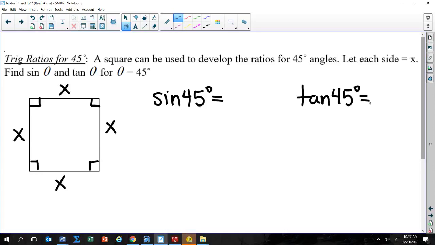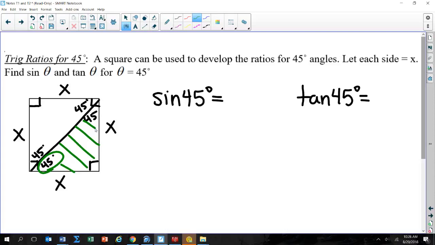How am I going to get a 45 degree angle using a square? What else do I have to draw in? I heard it. The diagonal, yeah. We're just going to draw in a diagonal, and that's going to split that 90 degree angle into two 45 degree angles. And then at that point, just pick one of them. I'll pick this one. Let's go ahead and use this right triangle.